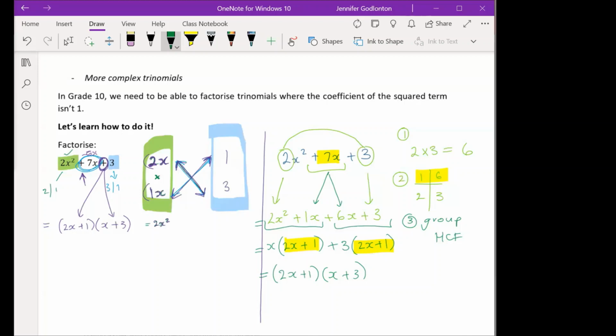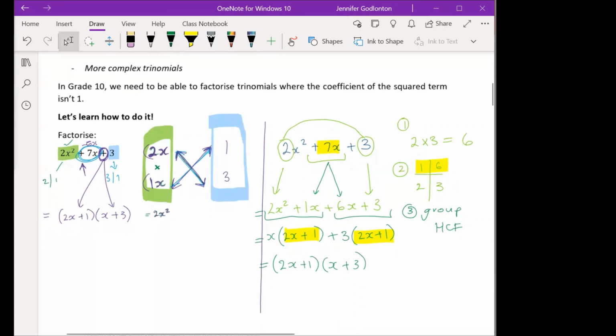Hey, Jennifer. Yes, hello. It's Mr. Shoma here. Let me share a little cheat for the second method that you showed them. Sure. Okay, so you already have your AC, so this is your first value, 2 times 3, which gives you 6. You already found your factors, which are 1 and 6, which give you 7.